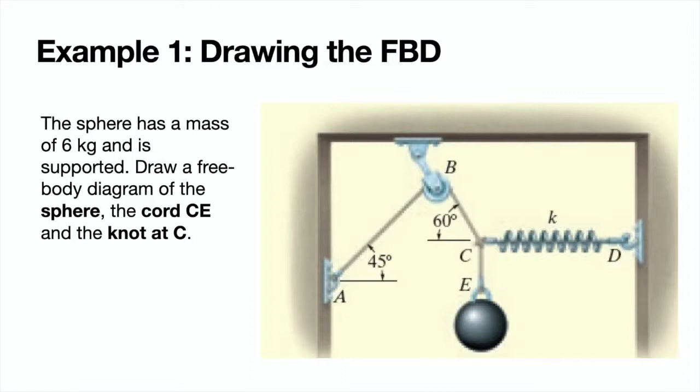So what you need to do is read the question carefully. They only ask you to draw the free body diagram of the sphere, the chord CE, and the knot at C. Although you can draw many more free body diagrams, the question only asks you to draw the free body diagram at 3 regions only, which is the sphere, the chord, and also the knot at C.